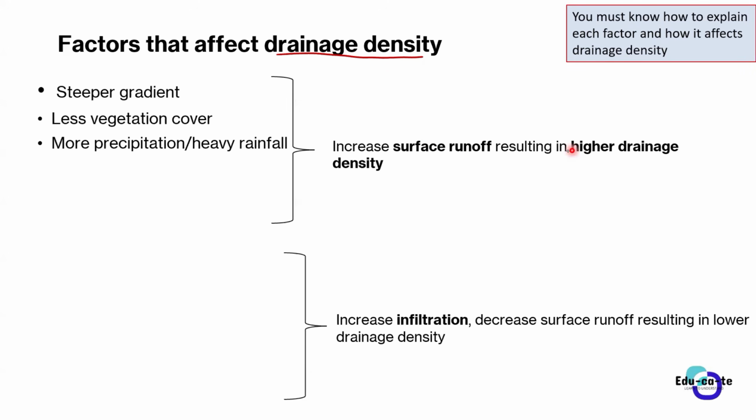So if we're having more rainfall, if it rains heavily, you guys know this practically. If it rains heavily, you're going to see more water flowing down the streets. If you're from the rural areas, you're going to see more streams flowing and flowing and flowing. It's because there's been a lot of rainfall. So when you explain how precipitation affects drainage density, if there is more precipitation or heavy rainfall or torrential rainfall, there will be a greater surface runoff, hence resulting in a higher drainage density.